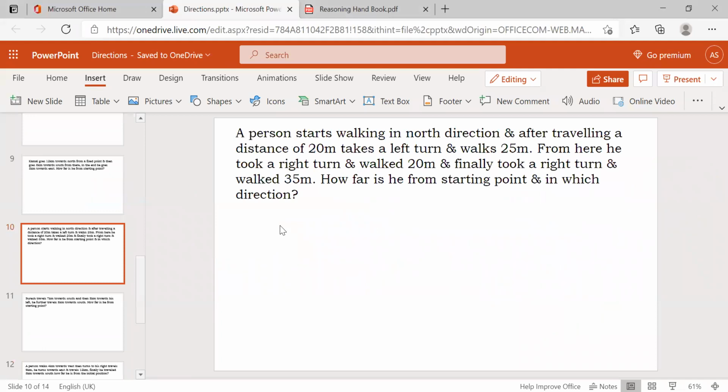A person starts walking in the north direction, and after traveling a distance of 20 meters, takes a left turn and walks 25 meters. Okay, first north direction and take a left turn, and 25 meters. From here, he took a right turn and walked 20 meters, and finally took a right turn and walked 35 meters. How far is he from the starting point and which direction is he now?